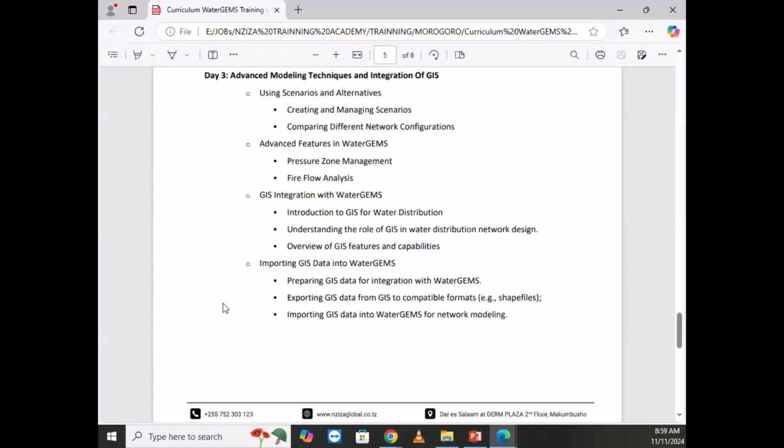So on day three we see how to integrate WaterGEMS and GIS. Do you all know something about GIS? Somehow. Okay, it's good. At least you have some knowledge. So it will help us also to go immediately. We will have 1 hour or 2 hours to be introduced to GIS, so that we will also go on the same level and then learn.